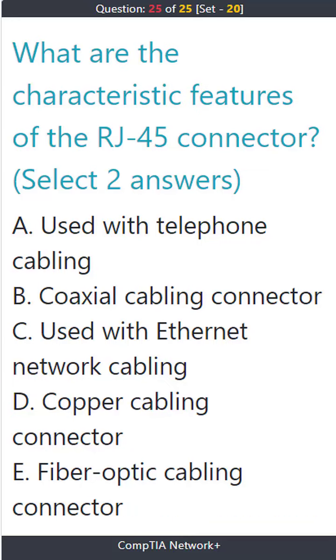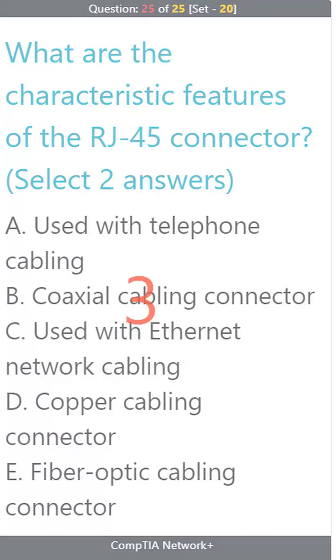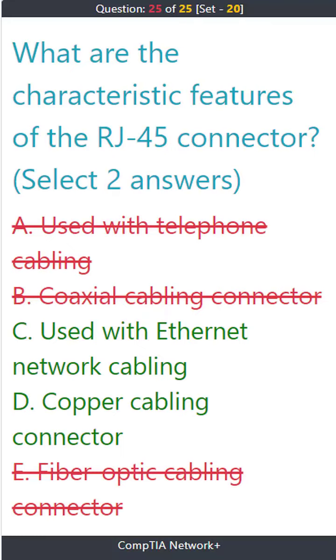Question 25. What are the characteristic features of the RJ45 connector? Select two answers. A. Used with telephone cabling. B. Coaxial cabling connector. C. Used with Ethernet network cabling. D. Copper cabling connector. E. Fiber-optic cabling connector. The correct answers are C. Used with Ethernet network cabling. D. Copper cabling connector.